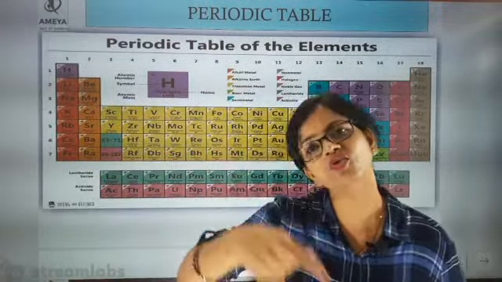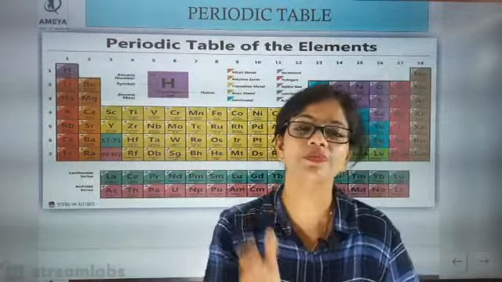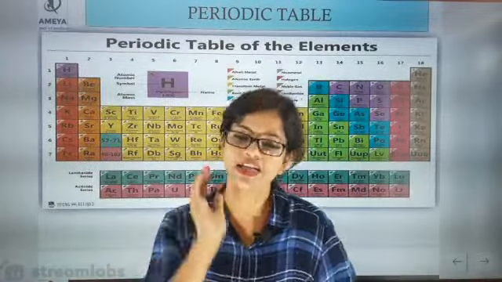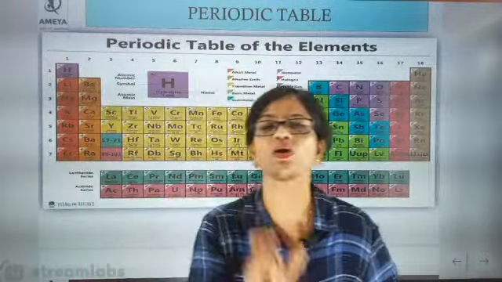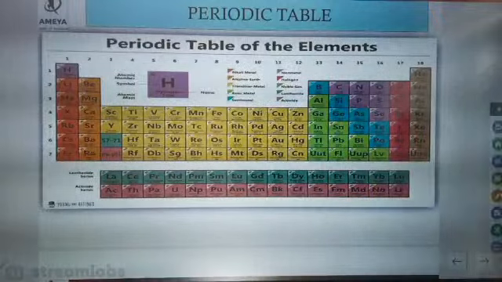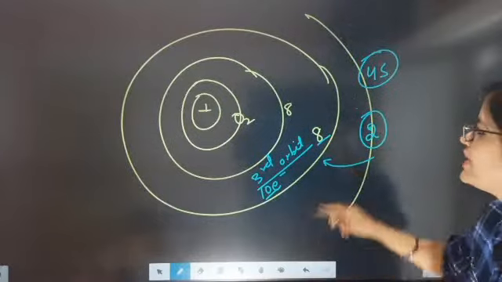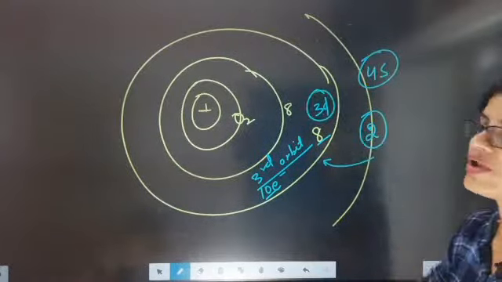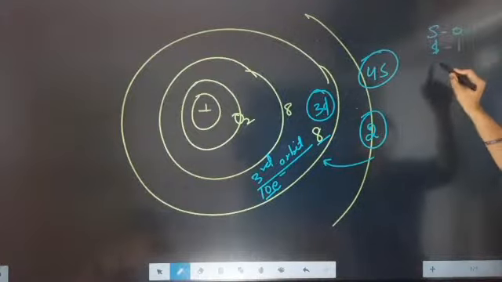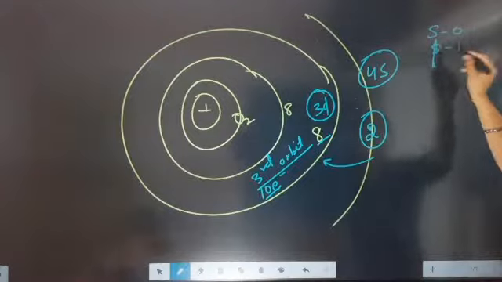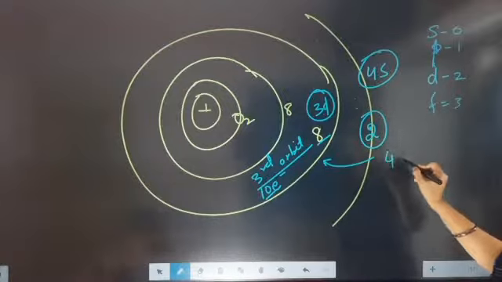When you fill energy, it goes from lower energy to higher energy. Your only focus will be lower energy to higher energy, and in the SPDF rule, 4s is lower energy and 3d is higher energy. Because of that, we are first filling the 4s orbital because it has lower energy than 3d. So we take s, p, d and f as 0, 1, 2, 3, and compare 4s.